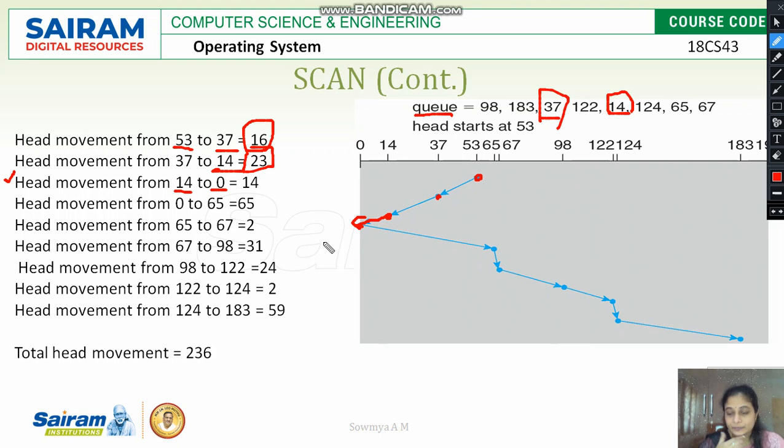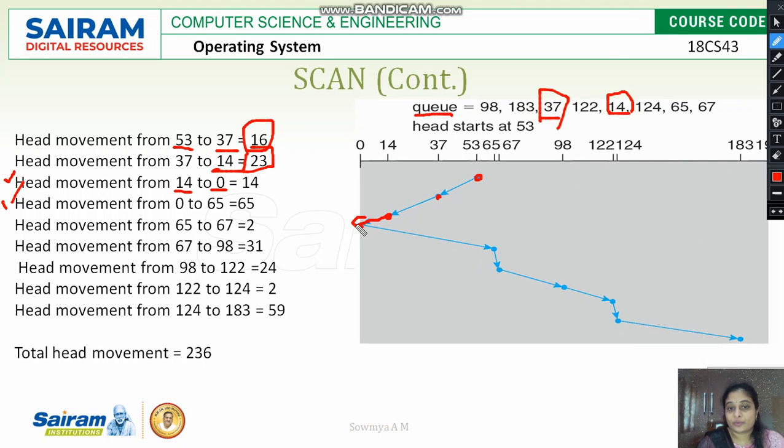It does not know whether there is a request between 14 and 0, so it will keep moving from 14 to 0. If any request occurs, it will schedule it. If not, it will reach 0. Once it has reached 0, it will start moving towards the high end of the disk.